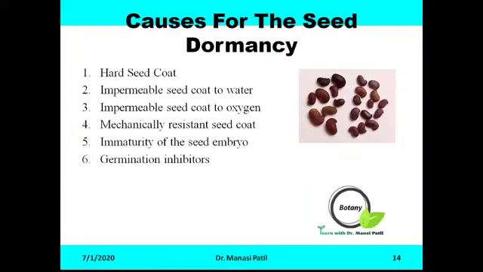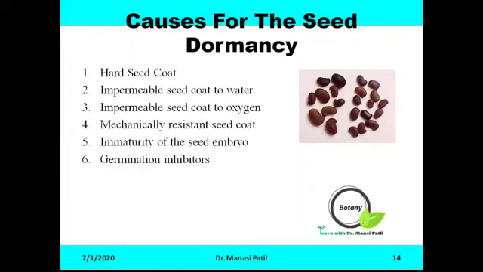The first, that is dormancy due to hard seed coat. For example, many leguminous plants, lotus and several other plants have a hard seed coat. In a few, you may observe that seed coats are covered with waxes and other substances. Due to the hard seed coat, it acts as a cause for dormancy.